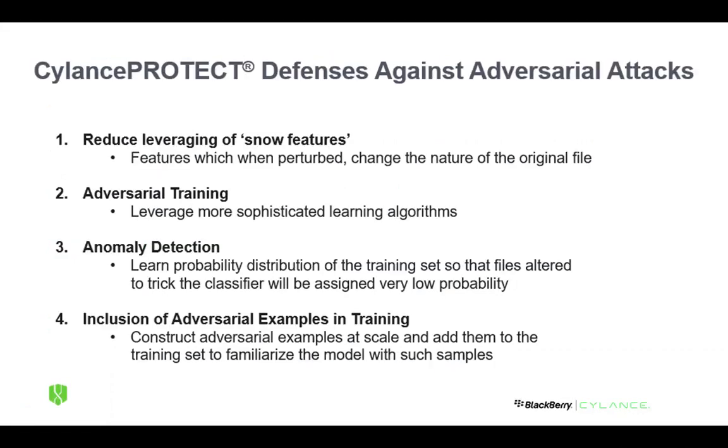So what do we here at Cylance do to protect against these kinds of attacks? Okay, what makes our classifier different from our competitors' classifiers, even those classifiers that advertise very high accuracy? Right? High accuracy classifiers can still be very vulnerable to adversarial attacks. Okay, so the first thing that can be done is reduce the leveraging of these snow features.